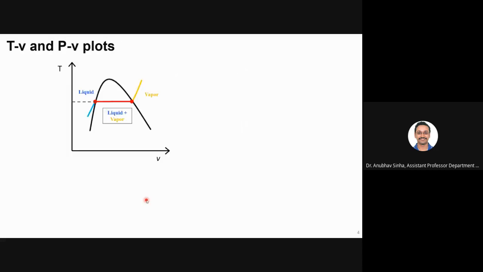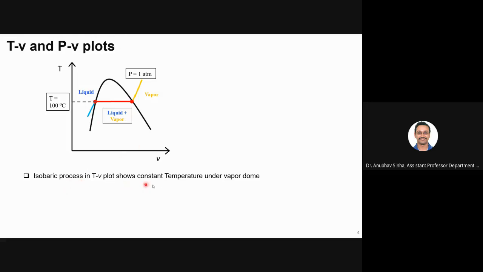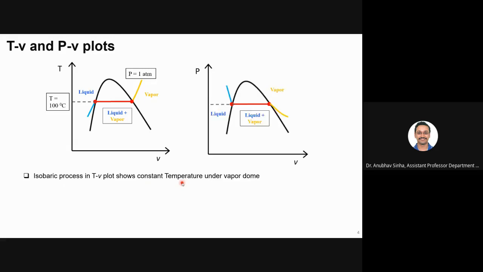So let us look at the TV and PV plots. So this is your liquid and vapor phases and all that. So let us say I have boiling water at 1 atmosphere, right? As soon as I say 1 atmosphere, you are pretty much sure that it is boiling at 100 degrees Celsius, right? Or I can say, okay, isobaric process. This we have anyway discussed, so no point in repeating here.